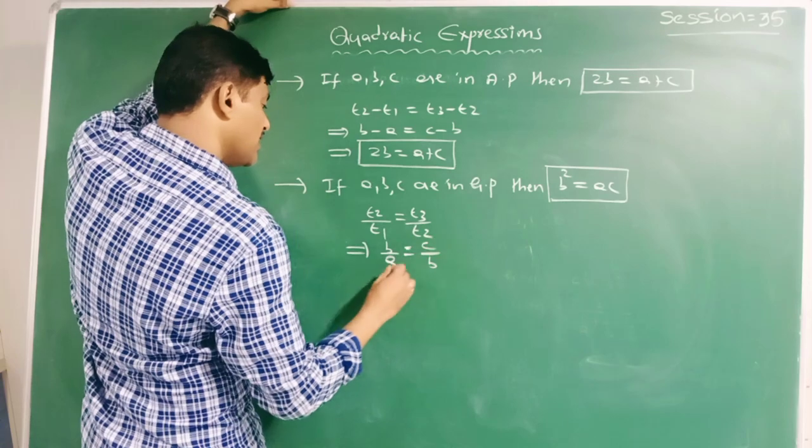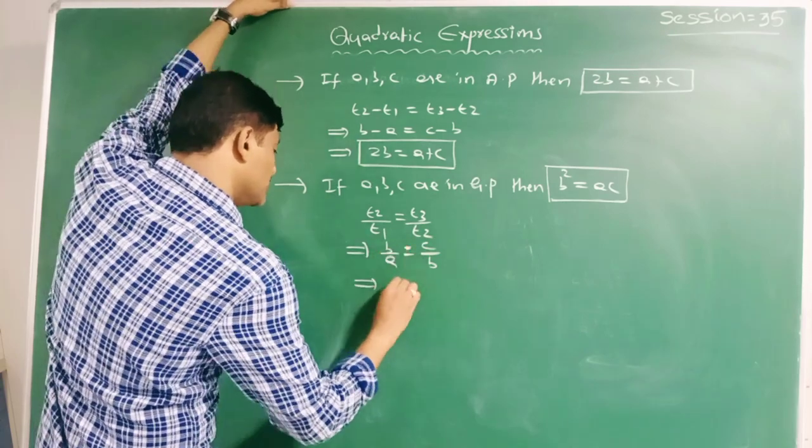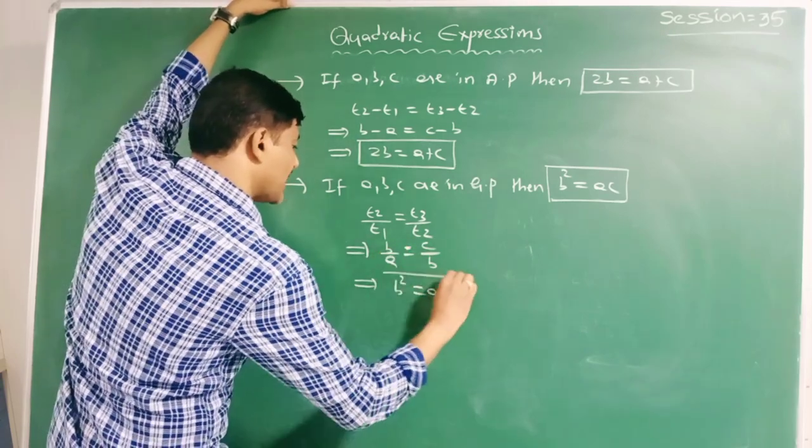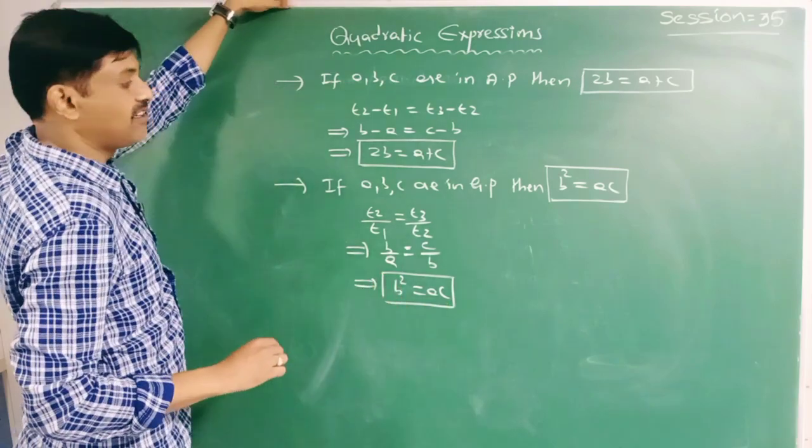C by B. If you multiply B times B, this is B square is equal to AC. B square is equal to AC.